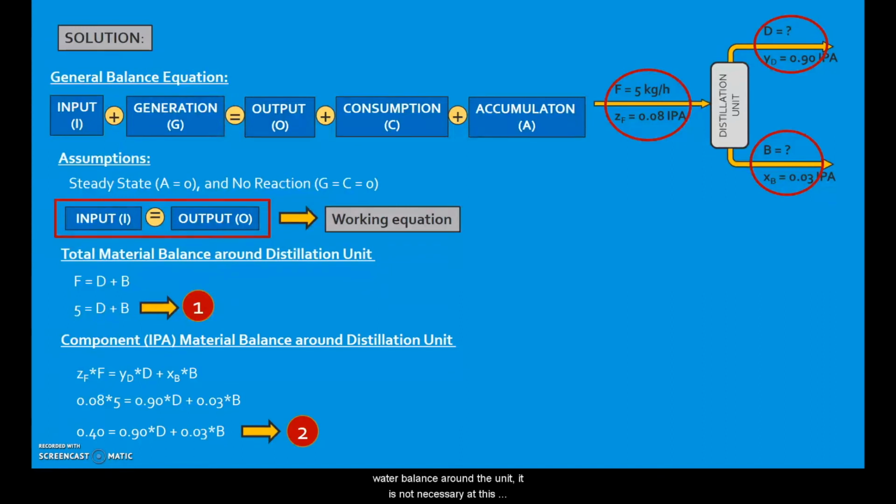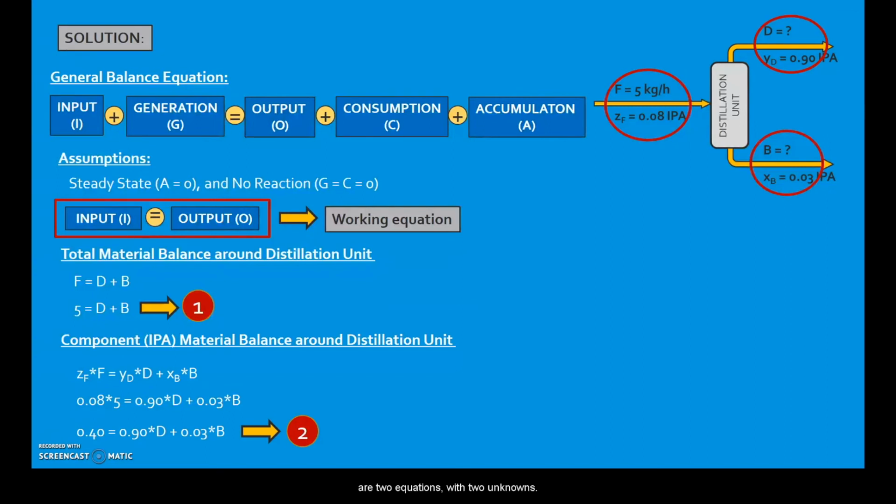Although we can develop another equation by doing a water balance around the unit, it is not necessary at this point. That is because, if we apply a degree of freedom analysis, that equation will not be independent anymore. This means that, if we add the material balance equations of the two components, we will end up with the total material balance equation, or equation number 1. So, the two equations that we developed are enough to solve this problem.